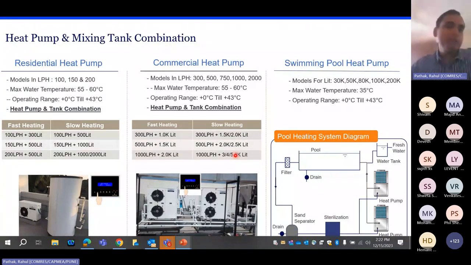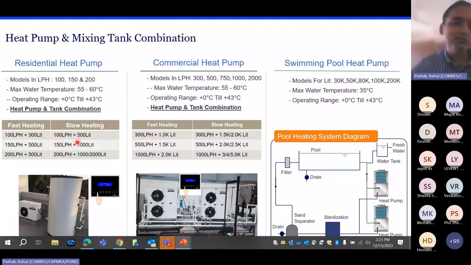Now, to take an example, if I use a 100 LPH heat pump, which is 100 liters per hour, that means in 1 hour this heat pump is capable of giving you 100 liters of heated water at 55 to 60 degrees, right? Now, if I connect this to a 300 liter water tank, that means in 3 hours the heat pump would be able to deliver 300 liters of water to the end customer, right? So this is more of a faster heating example.